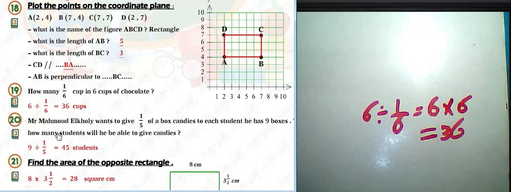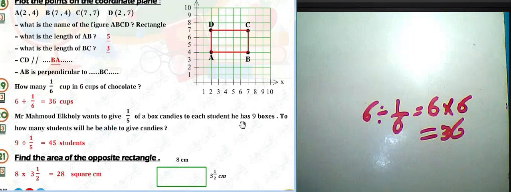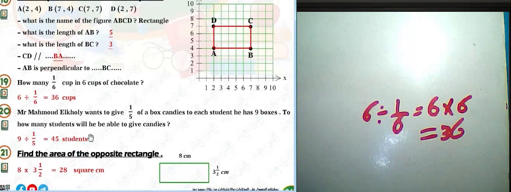Mr. Mahmoud Al-Kholi wants to give fifths of a box of candies to each student. He has 9 boxes. To how many students will he be able to give candies? Again, he gave fifths of a box of candies to each student and has 9 boxes. He asked about the total candies or the total students who get the chocolate.